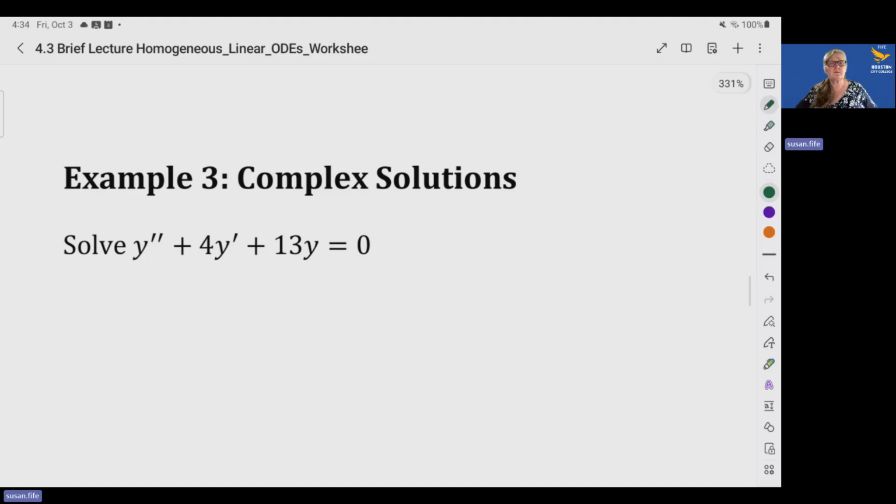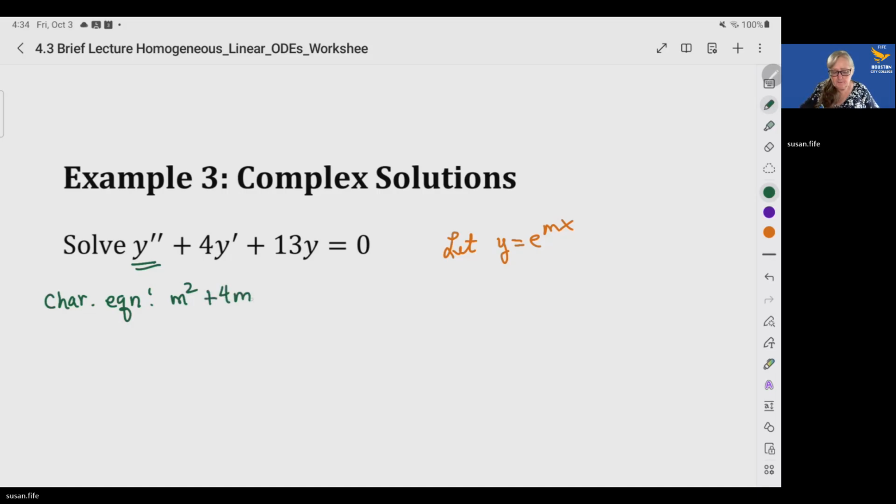Let's look at complex solutions. So here I will have a quadratic. I'm going to let y equal e to the mx, and then my characteristic equation is m squared, that corresponds to my second derivative, plus 4m, which corresponds to plus 4y prime, plus 13, which corresponds to plus 13y, is equal to 0.